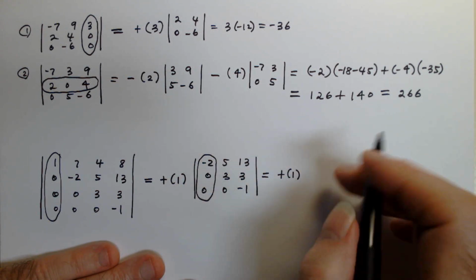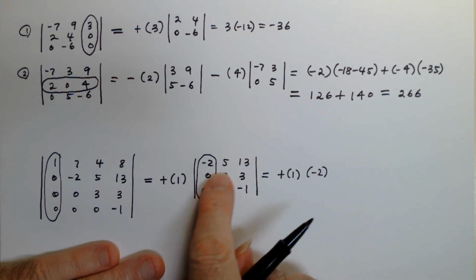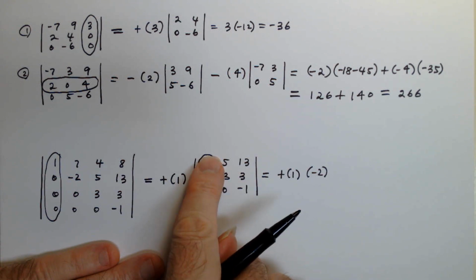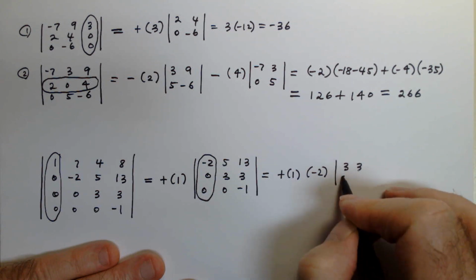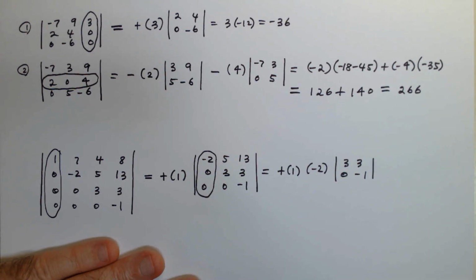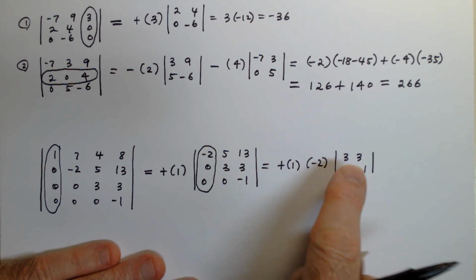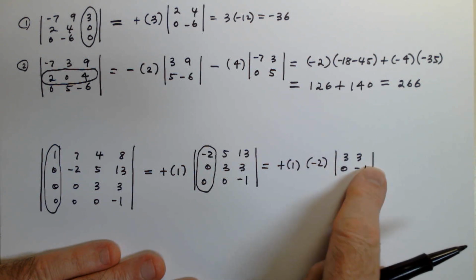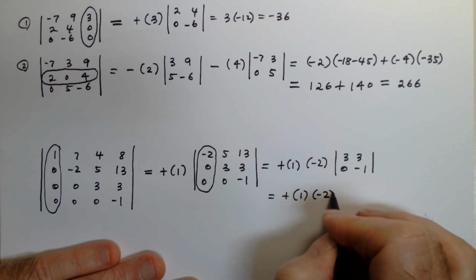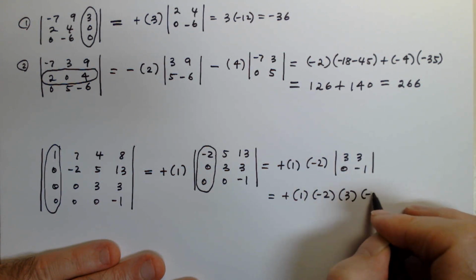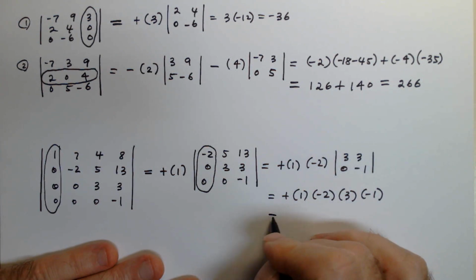And now we're going to have a -2 times the determinant of the minor that's associated with that position. So that's going to be 3, 3, 0, and -1. Okay. And now the rest of this calculation is easy because I have a 2 by 2 matrix. So I'm going to have the 3 times the -1 and the 0 times the 3. So that's just 3 times the -1. So we have a plus sign, a 1, a -2, a 3, and a -1. And when we work that out, we're going to get 6.